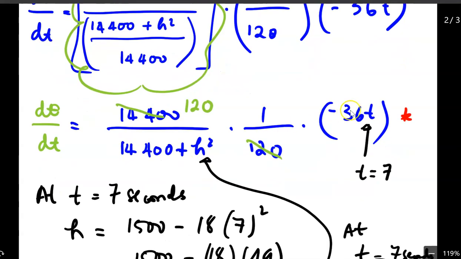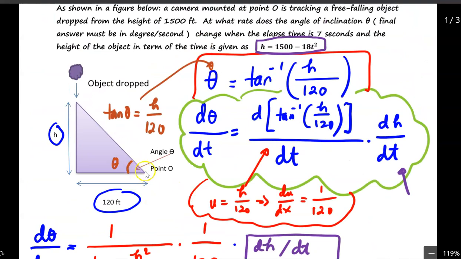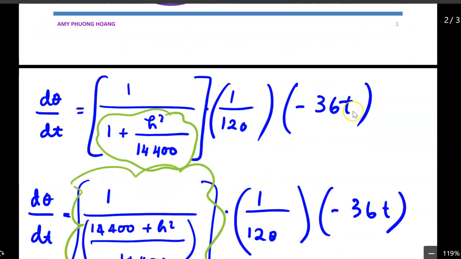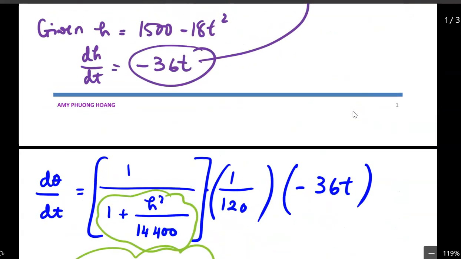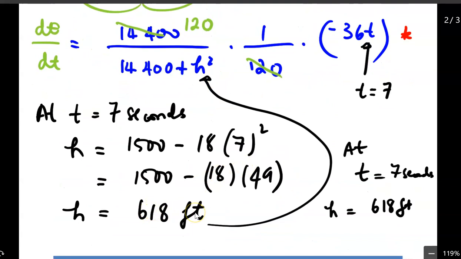All right. So at the time t equal to 7, I have to figure out what h is. At the time t equal to 7, h will have decreased. Instead of 1500 at the time t equal to 0, when the time increases, my h will decrease. So at 7, I figure out that h is equal to 618 feet.